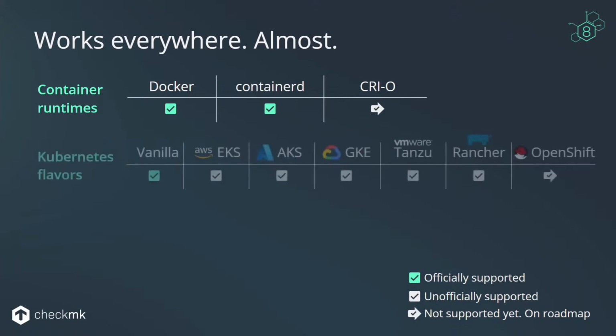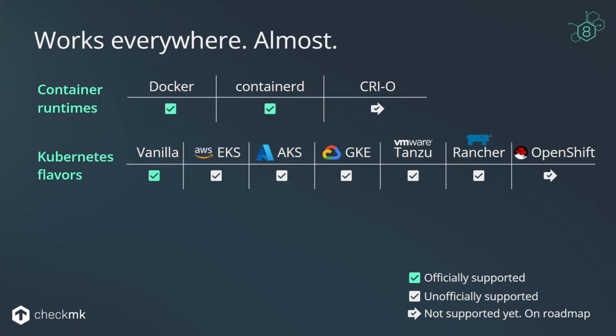And then more important, which Kubernetes flavors. So we officially support vanilla. Doesn't mean that it doesn't work on the others. We have tested it ourselves on AWS EKS, Azure AKS, Google Kubernetes Engine, VMware Tanzu, and Rancher. That's where we got feedback also from users that it works. The one thing where it doesn't work because it's special is OpenShift. And that's coming soon as well. So that's our current focus, to actually build support for OpenShift as well.